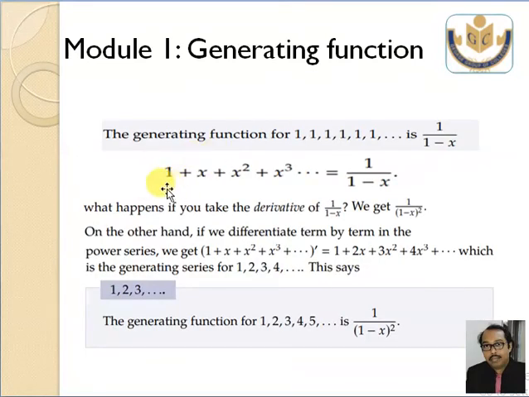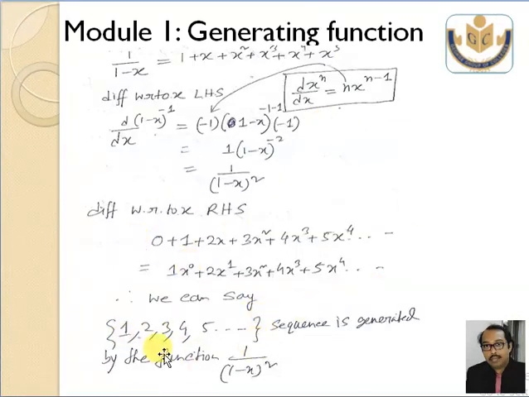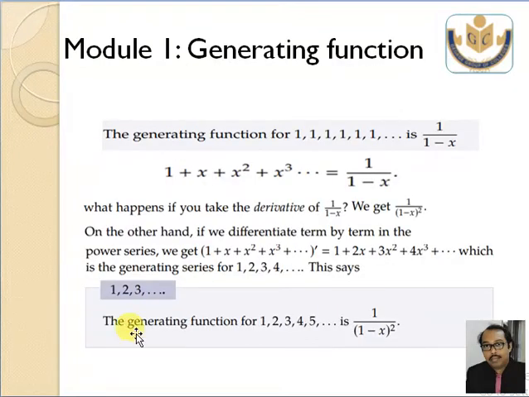Next one is 1 + x + x square + x cube is equal to 1 by 1 minus x. I proved this also. Next, this one, 1, 2, 3, 4, 5 is equal to 1 by 1 minus x whole square. I already proved this, where I proved it in this part. So this is known to us.